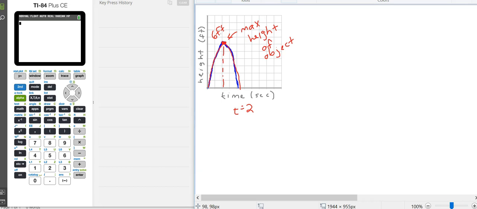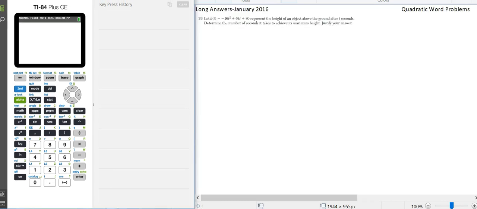Let's say you have an equation, not a graph. Let's look at a Regents question from the January 2016 Regents, question number 33. This question actually has two parts. We're only going to do the first part because that's related to the vertex, which is what we're discussing.